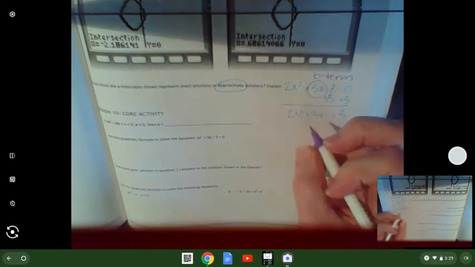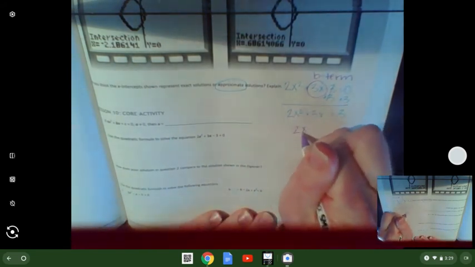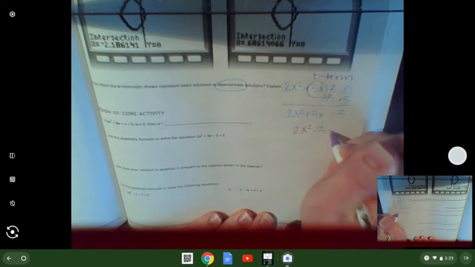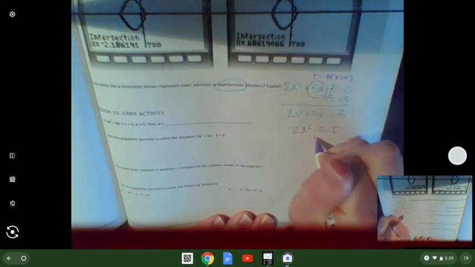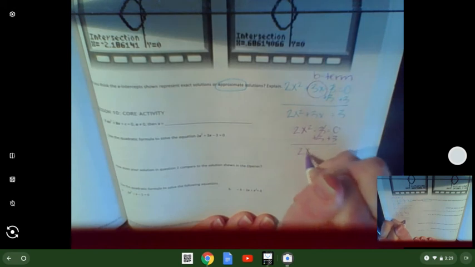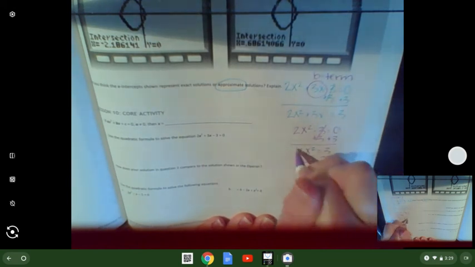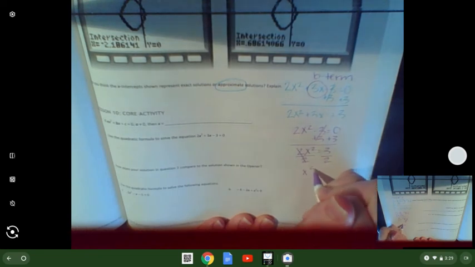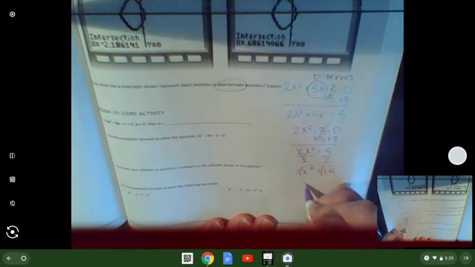With square roots, we had things like 2x squared minus 3 equals 0. May have been some not so pretty numbers for square rooting, but we could add 3. We could divide by 2. And 3 divided by 2 is 1.5. And then to get rid of that squared, we could square root. Whatever we do to one side, we do to the other. We know we get a plus or minus.